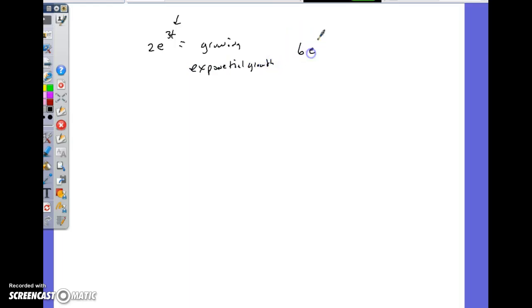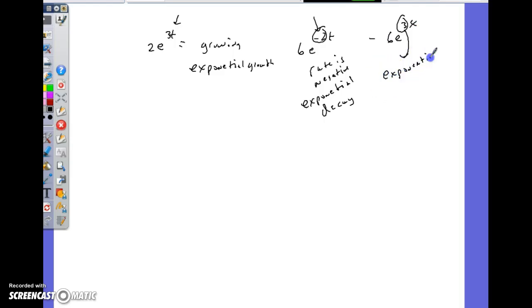On the next one, it's 6e to the negative 2t. That negative means my rate is negative. That would be what? That'd be exponential decay. Then last but not least, I have negative 6e to the 3x. You look at this and go, oh, wait a second, that's the rate. This is still exponential growth. I mean, it happens to be exponential growth in the negative direction, but it's still exponential growth.